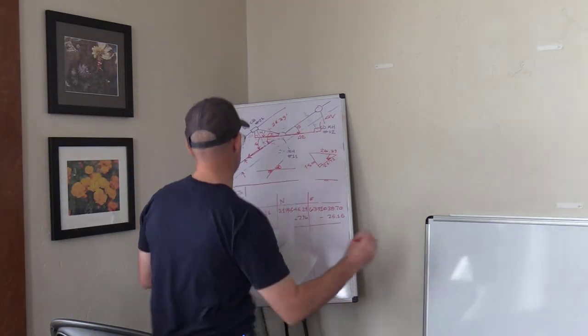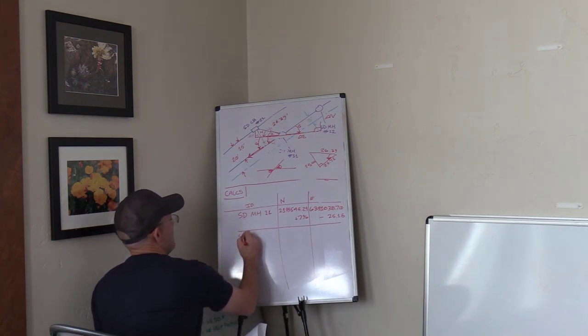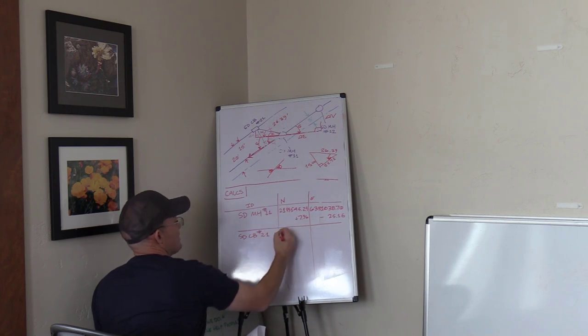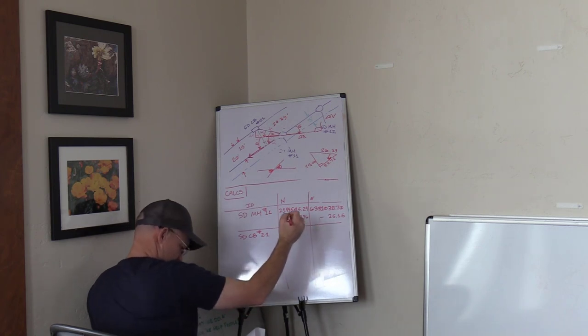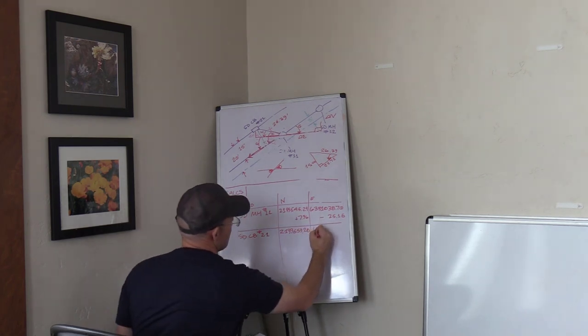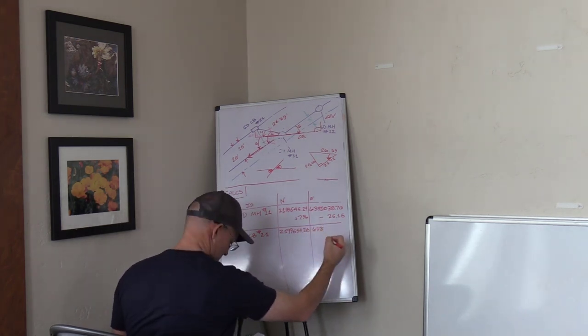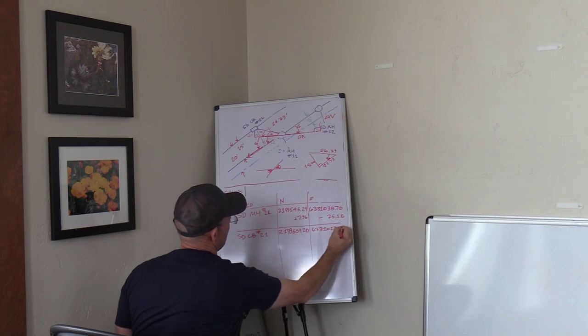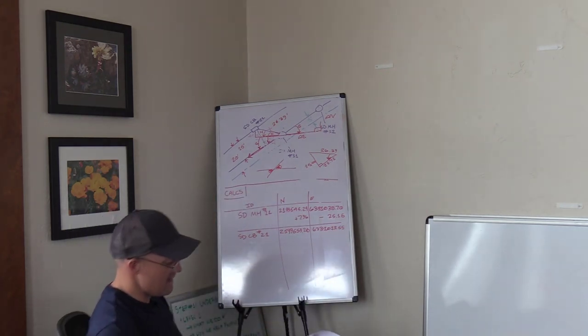Okay, so our answer, let's go ahead and write the answer out. So the answer for storm drain catch basin 21, okay, our northing is gonna be 219,953.20. Okay, and our easting is gonna be 633,1013.55. Okay. So that's the answer.